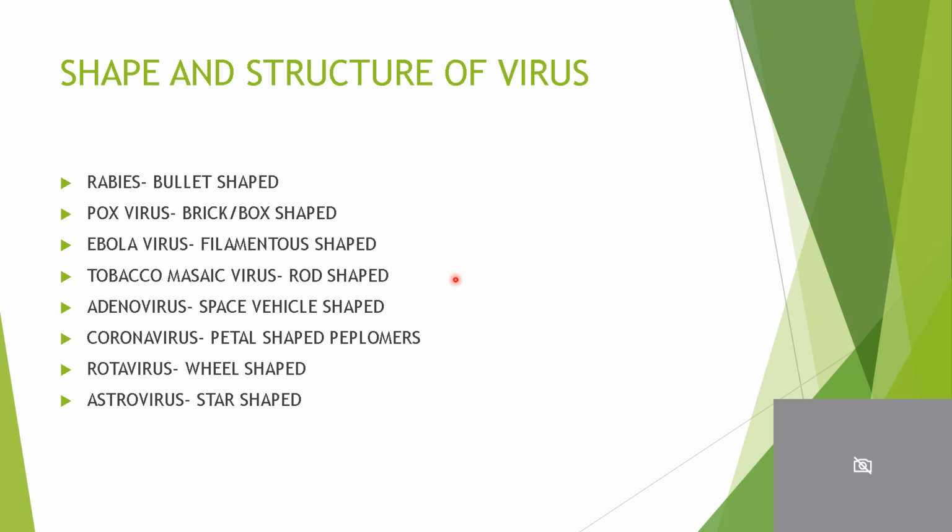Now this is very interesting. We're going to talk about the shape and the structure of the viruses. First of all, I'm going to tell you about each of these, and then I'm going to show you the structure of each one of these. First of all, we have the rabies virus.